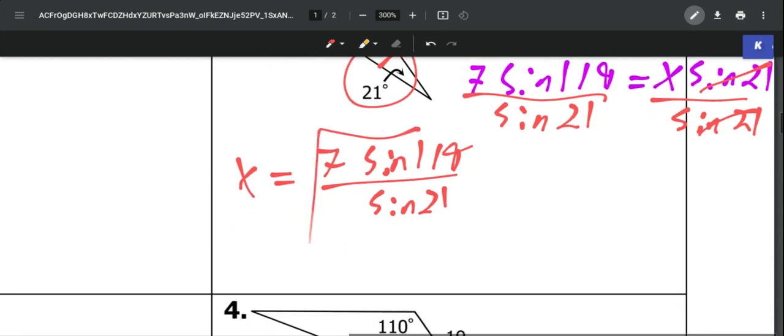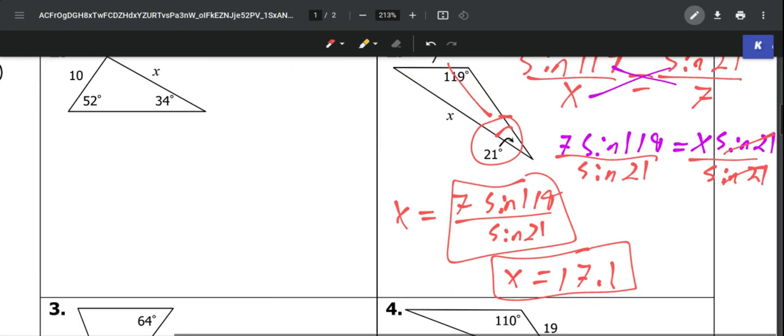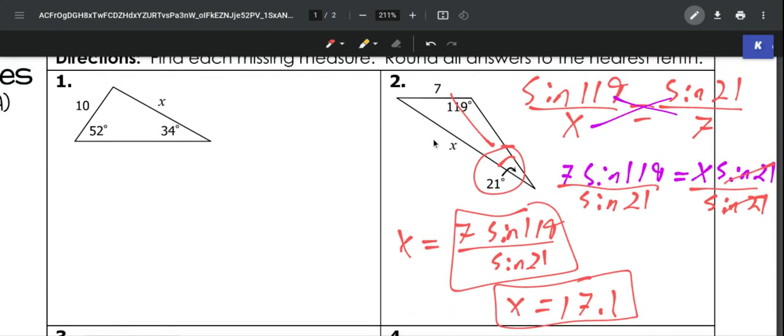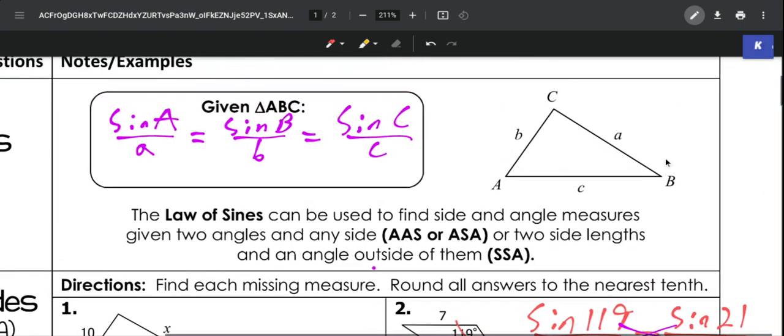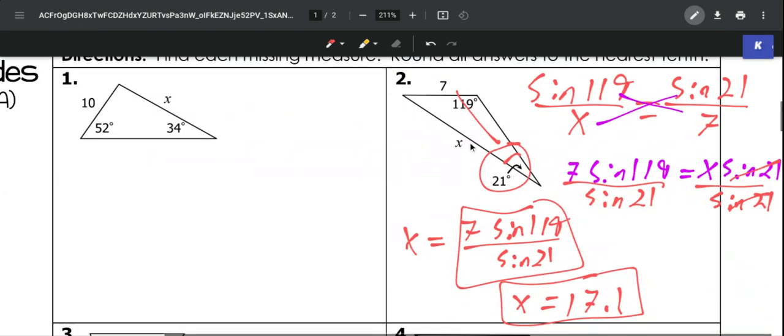Now you're going to plug this portion in your calculator and you will get x is equal to, let me check, 17.1. So our side length here would be 17.1. So when they're given to you like that, they're pretty straightforward. You just set up a proportion, except you don't have to worry too much about what A and B and C are, just because it's going to work this same way every single time pretty much.